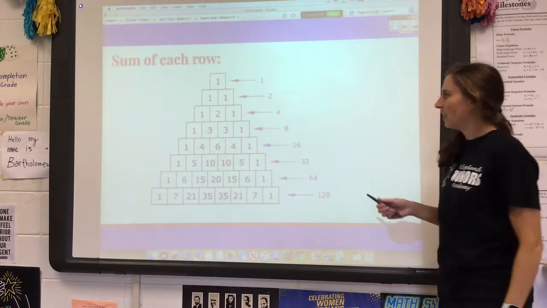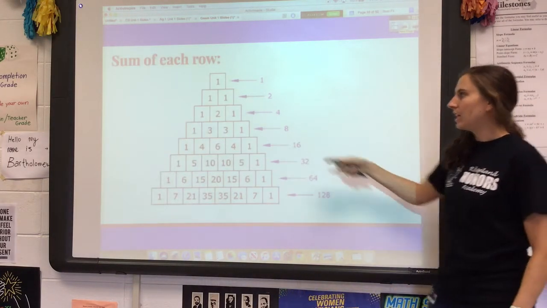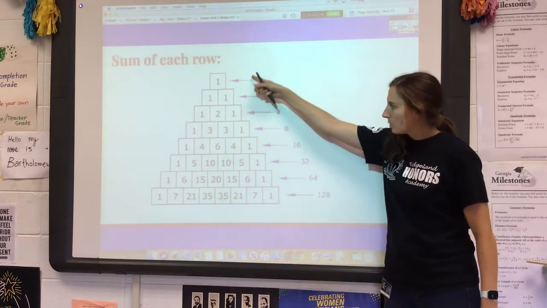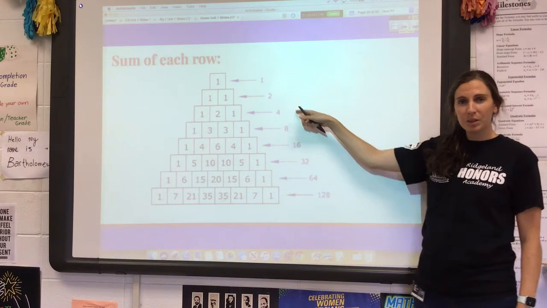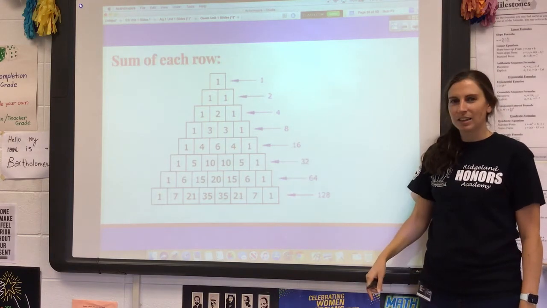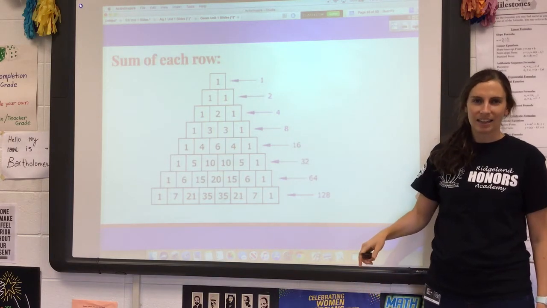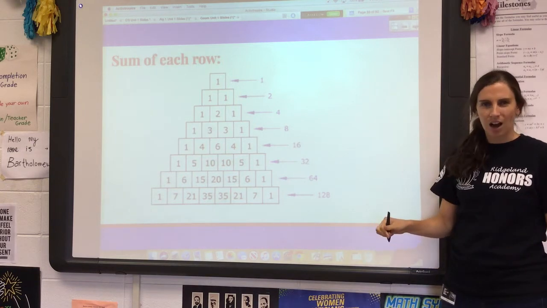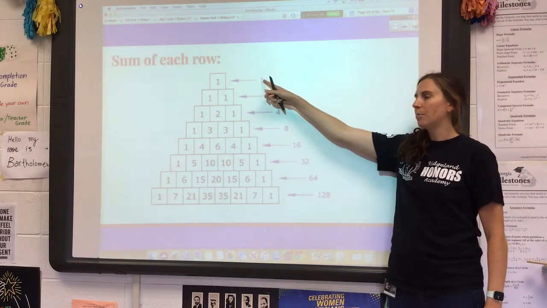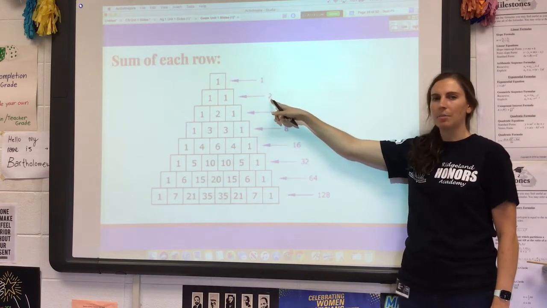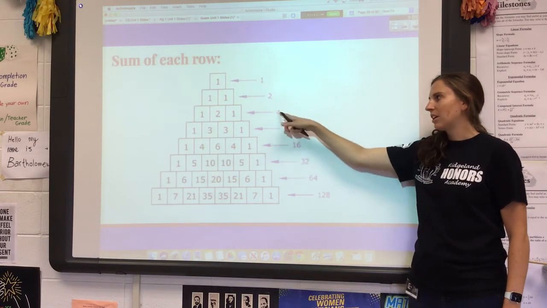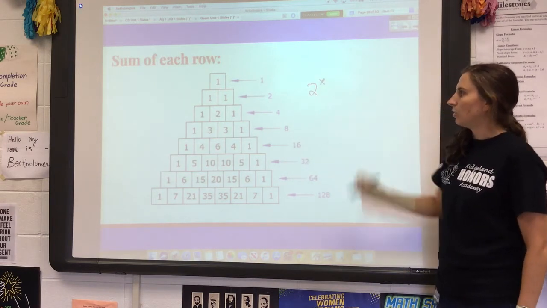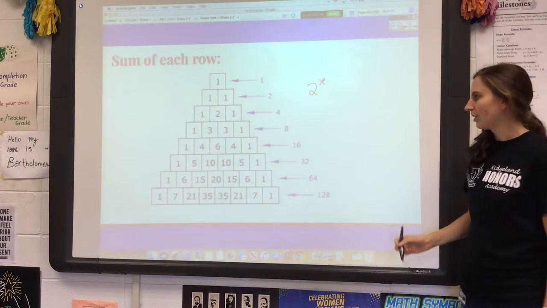There's more. If you take the sum of each actual row of the triangle, it forms a sequence that should look very familiar to you. This is the sequence we talked about a lot in the exponential functions unit last year. Remember the zombies, where you have 1 zombie and then they infect someone, so now you have 2 zombies, and they both infect someone, so now you have 4 zombies. This is literally the function 2 to the x. It's an exponential function.